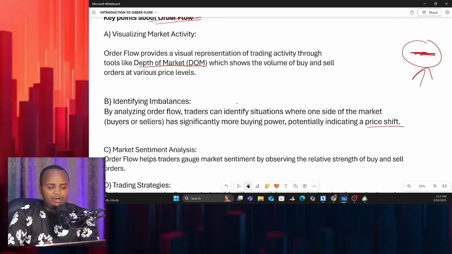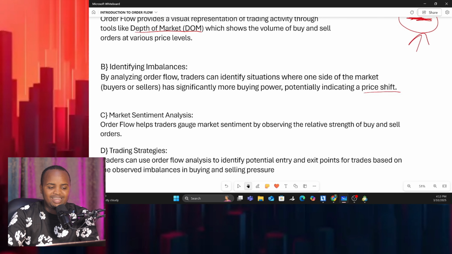All right, and number C is market sentiment analysis. Order flow helps traders gauge market sentiment by observing the relative strength of the buy and sell orders. This is, of course, what we are looking at. We really want to know what is really happening. You know, sentiment is how traders are actually placing their orders. Where are they placing those orders for the buy and sell orders?